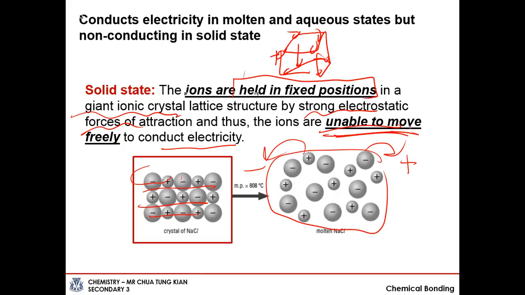So molten NaCl, molten means liquid state, it is no longer a block of solid. So how does it melt? It melts because the bonds are broken. Heat is given in, it melts. Bonds broken, it melts. They split apart. They are no longer held in fixed positions. So when you apply a charge across, they can migrate and they can conduct electricity.